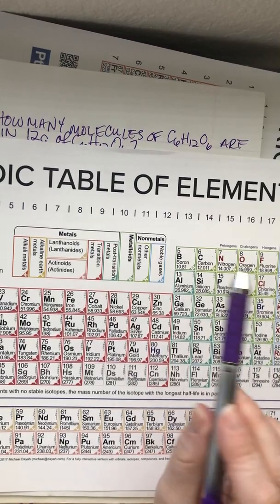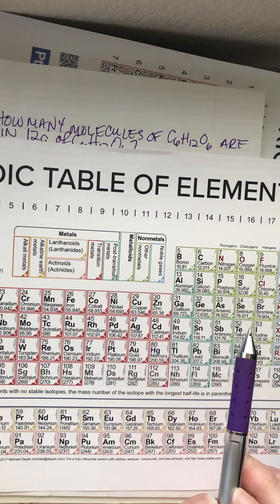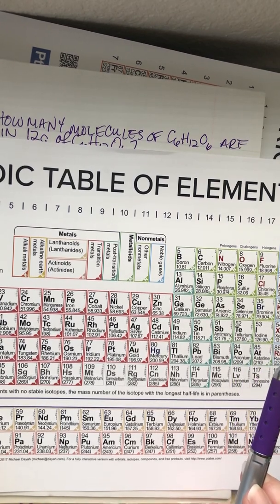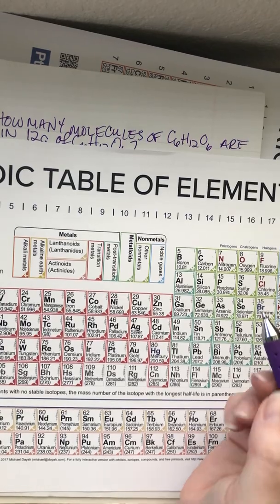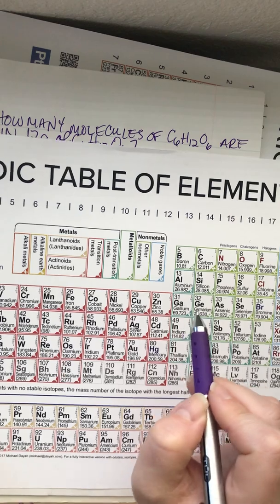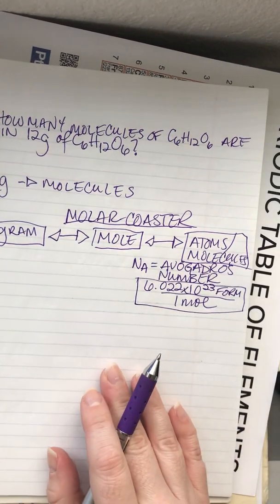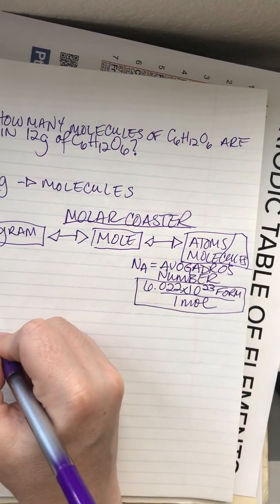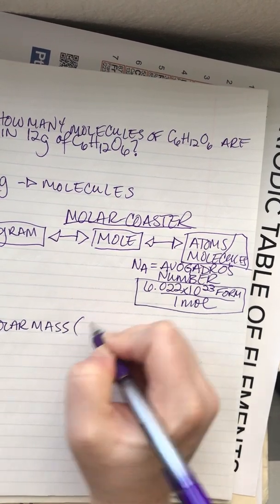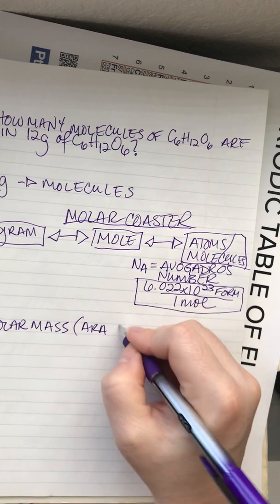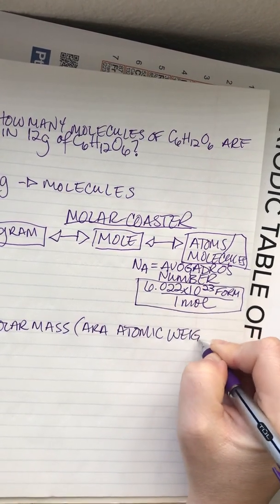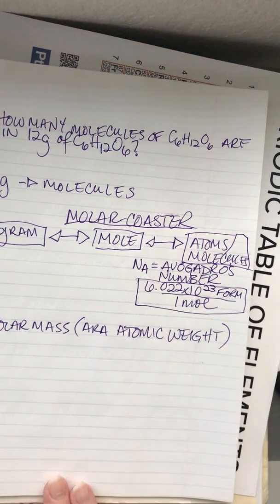So where is that on the periodic table? Where is the atomic weight for an element found, or for an atom found? It's underneath, on the bottom. Yeah, exactly. So it's this number in the bottom of the box, right? So if we want to know about the molar mass, aka the atomic weight, we just look to the periodic table.